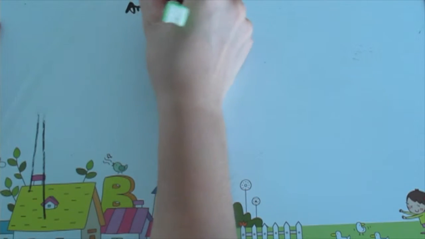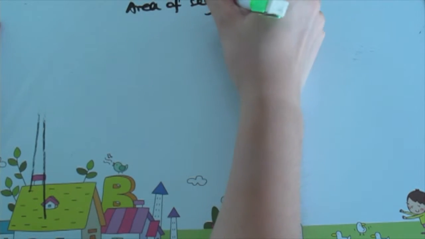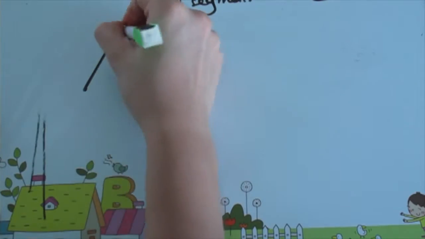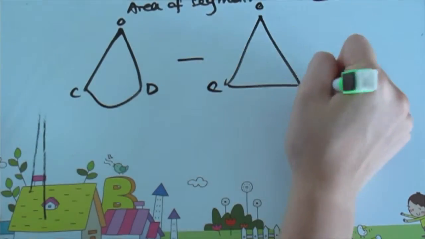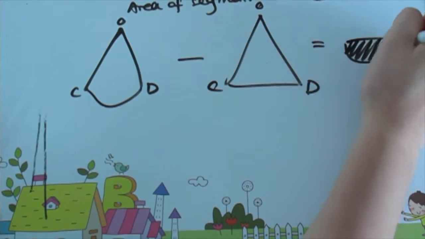Now for the area of segment CD, this one actually requires 2 steps. Finding the area of segment CD requires sector OCD minus triangle OCD to give us the small segment at the end.